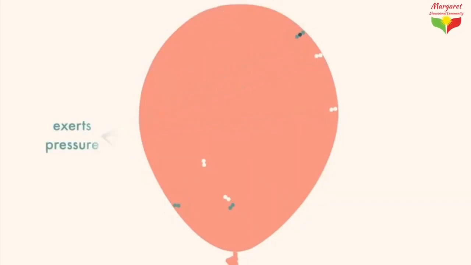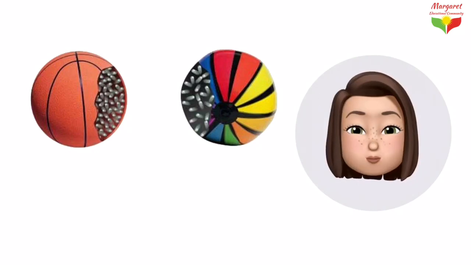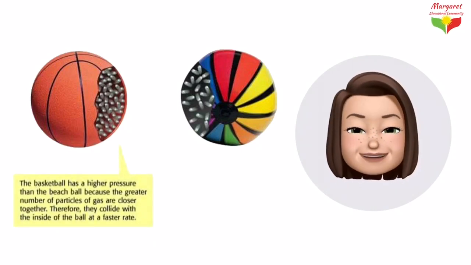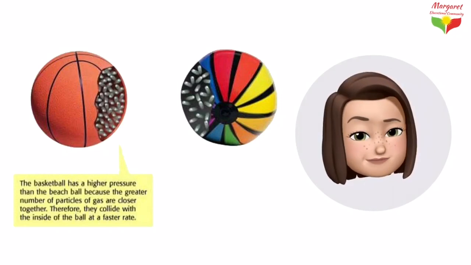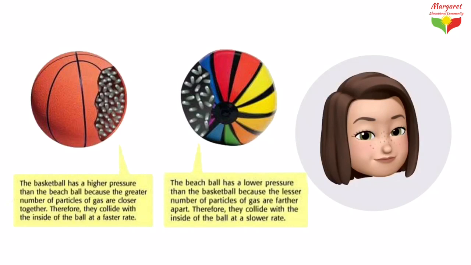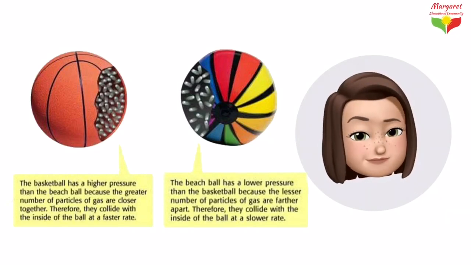So the more gas particles we have, the more pressure we have. As you see in this picture, the basketball has a higher pressure because there are more particles of gas in it, and they are closer together. The beach ball has a lower pressure because there are fewer particles of gas. They are farther apart.